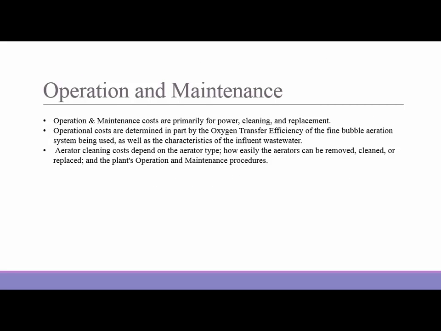Operation and maintenance. Operation and maintenance costs are primarily for power, cleaning, and replacement. Operation cost is determined in part by the oxygen transfer efficiency of the fine bubble aeration system being used, as well as the characteristics of the influent wastewater. Aerator cleaning cost depends on the aerator type, how easily the aerator can be removed, cleaned, or replaced, and the plant's operation and maintenance procedure.